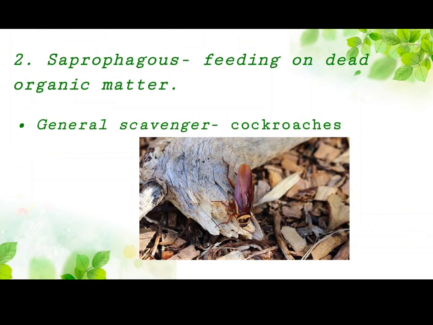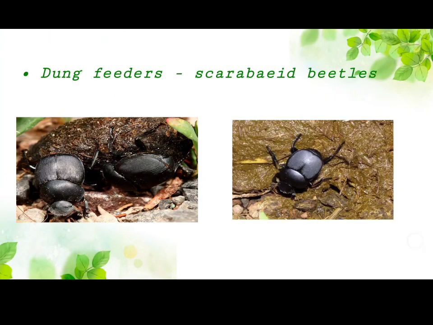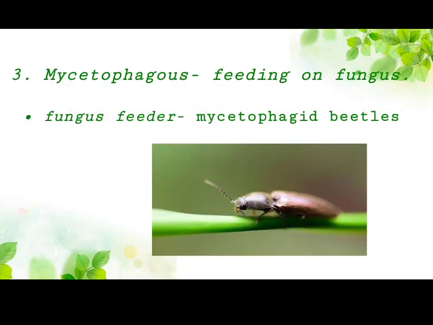Saprophagous. These are pests that feed on organic matter. We have general scavengers. Example of these are cockroaches. And dung feeders like scarab beetles. Mycetophagous. These are pests that feed on fungus. Fungus feeders like mycetophagid beetles.